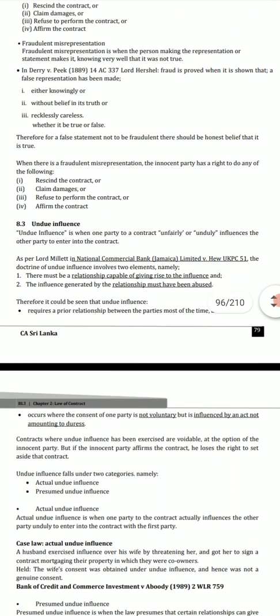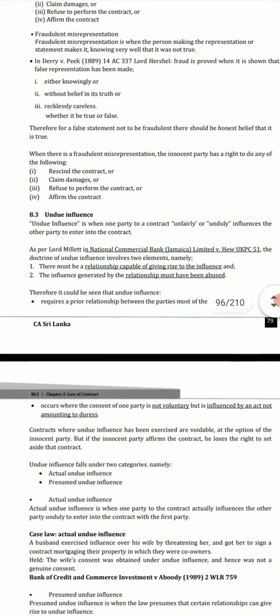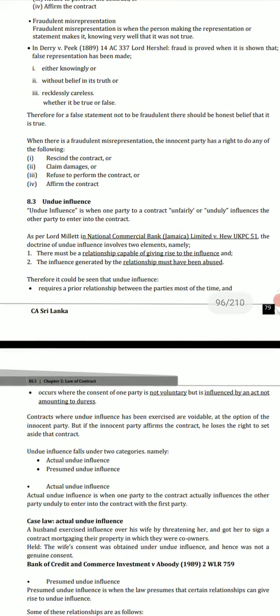So undue influence is when one party to a contract unfairly or unduly influences the other party to enter into the contract. In the case of Lord Millett, National Commercial Bank Jamaica versus Hugh, he says that there must be a relationship capable of giving rise to an influence. The influence generated by the relation must have been abused. The abuse can be that you're tortured or beaten when it comes to the contract, or that you have been drunk and signed a contract.